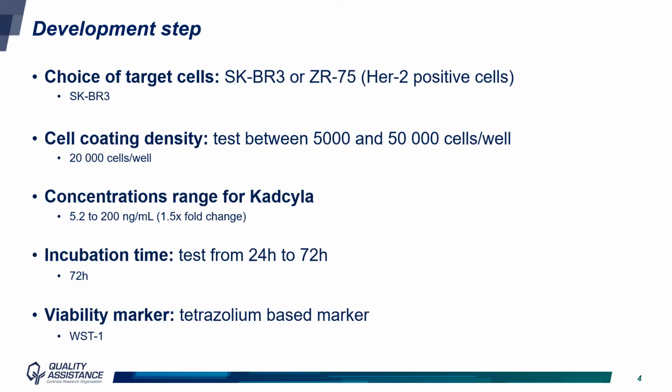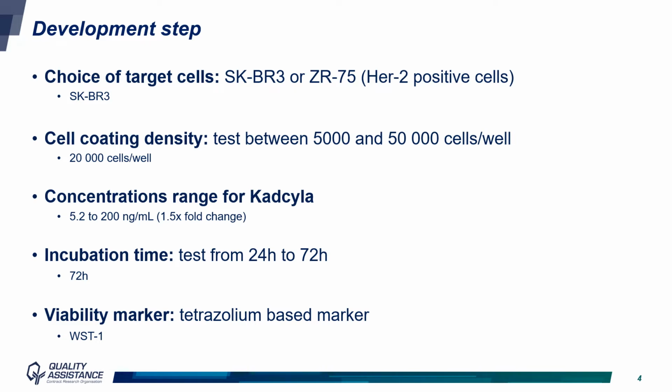During the development step, different parameters were optimized. The first parameter was the choice of the cell line. SKBR3 and ZR75, two HER2-positive breast cancer cell lines, were evaluated, and we decided to continue the assay optimization using the SKBR3 cell line based on culture characteristics. Cell coating density was also optimized by testing densities from 5,000 to 50,000 cells per well. Based on the cell confluency, the optimal condition was a culture of 20,000 cells per well.